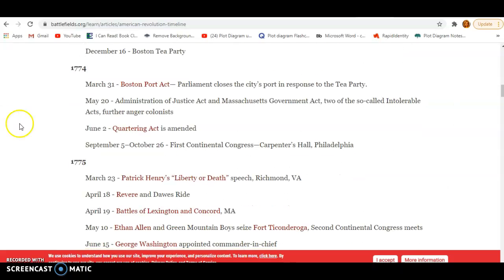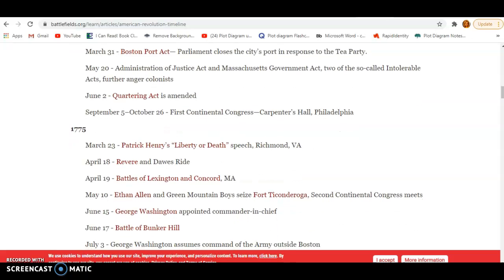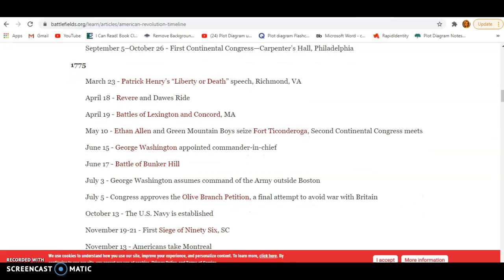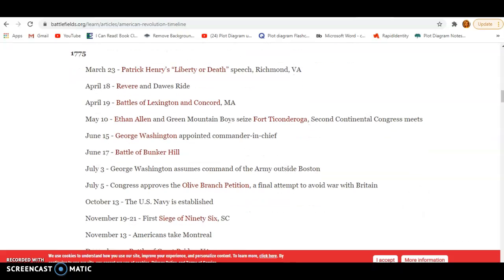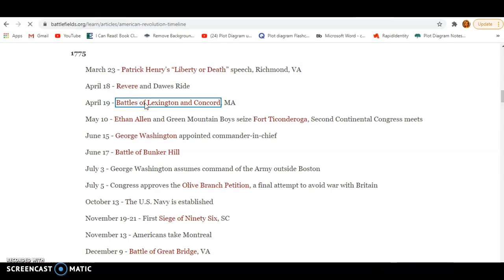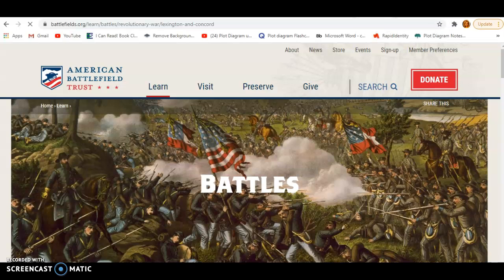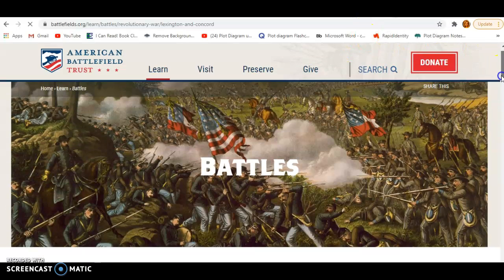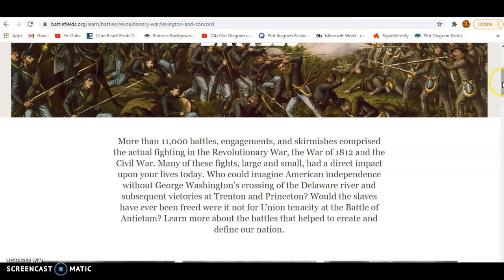So here we go, 1774. This is when those Intolerable Acts are being made. You can actually go through these and look for some events that you might want to research. For example, you have April 19th, 1775. Here's the Battle of Lexington and Concord. You could actually click on this link. Let's see, oh, there we go. And it will take you to where you can learn more about these battles.